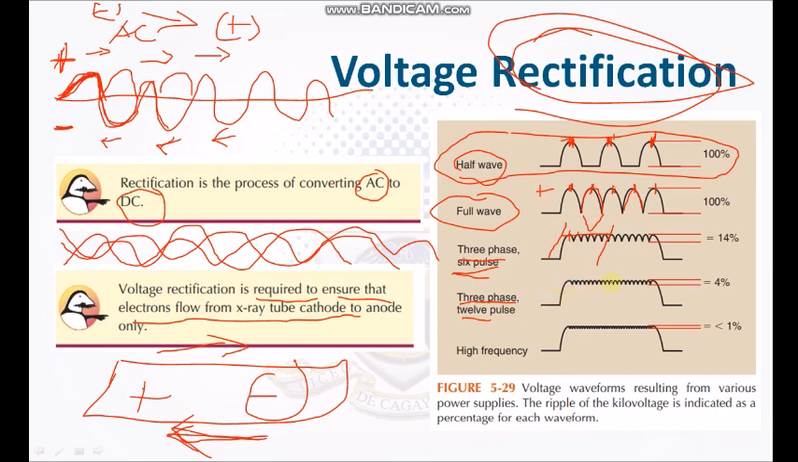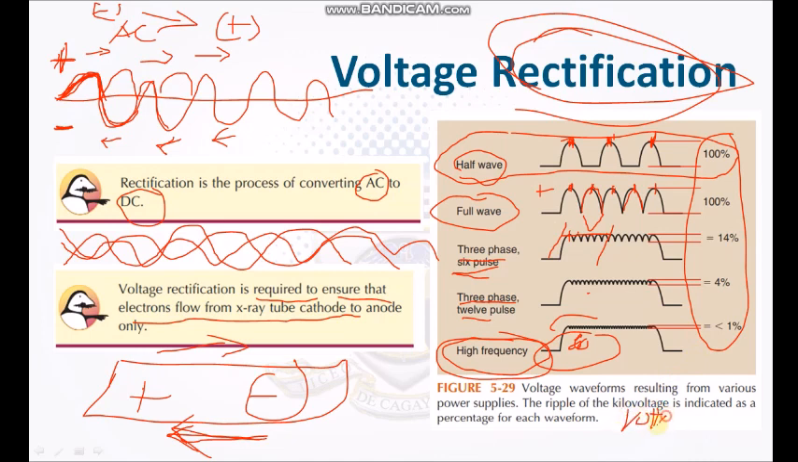Okay, so of course, the more pulses you produce per second, the better. For example, this is only 12 pulse, then this is already 60 pulse. So that means this is better. The modern X-ray tubes are actually operated at high frequency. We use high frequency voltage rectifiers, in which these values here are what we call the voltage ripple.